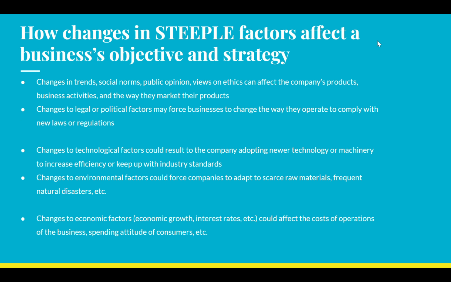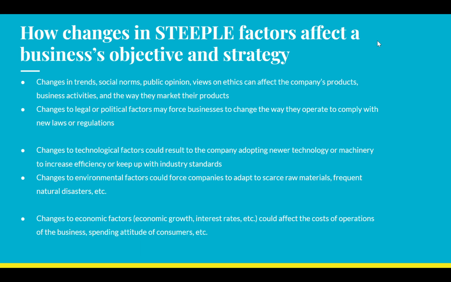Okay, so how do changes in STEEPLE factors affect a business's objectives and strategy? Changing trends, social norms, public opinion, views on ethics, they can affect the company's products, business activities, and the way that they market their products. So that is very straightforward, I think. The changes to legal or political factors, they may force the business to change the way it operates or to comply with new laws or regulations.